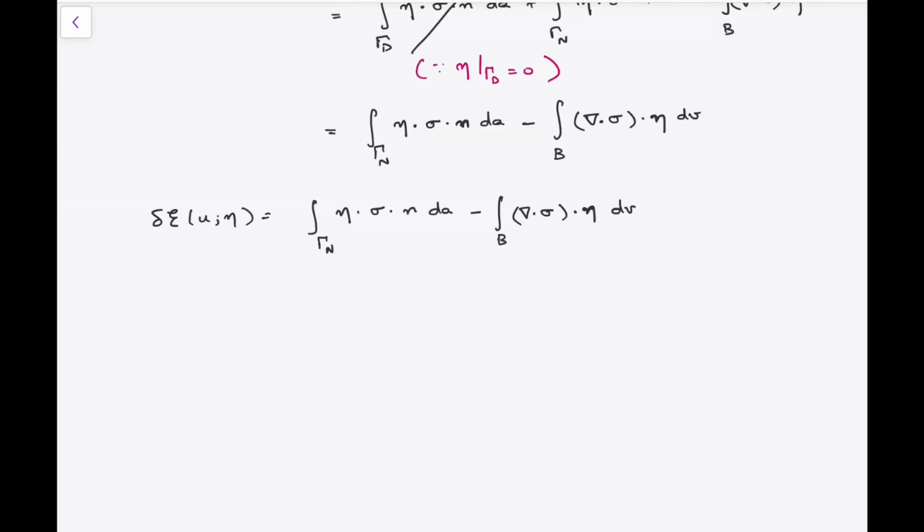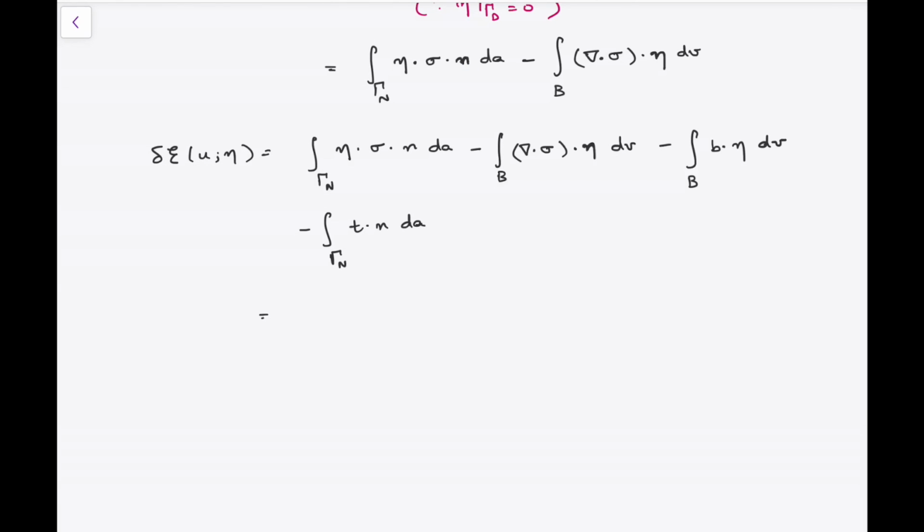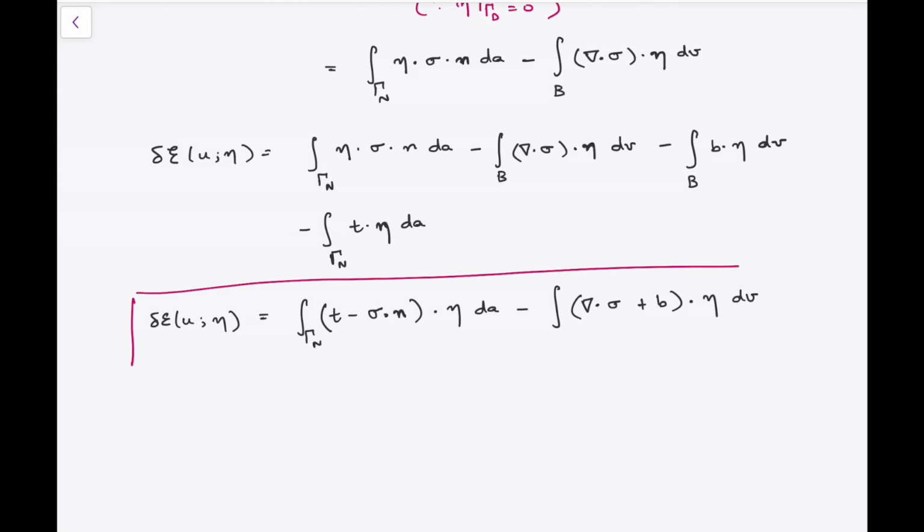Now let's set the variation of E with respect to u along the direction eta to 0. Okay, before that, when you include the body and surface contributions, you see that you can rewrite them in this nice compact form. You have a surface term involving T minus sigma dot n dotted with eta, minus the divergence of sigma plus b dotted with eta, but that's a volume integral. Okay, so this is the final expression for the variation of E.